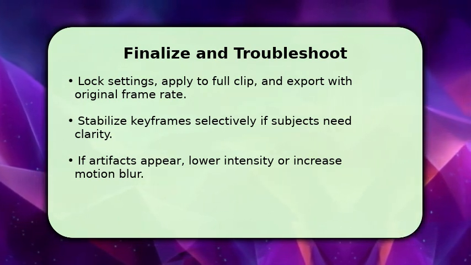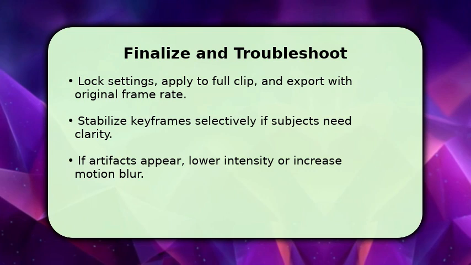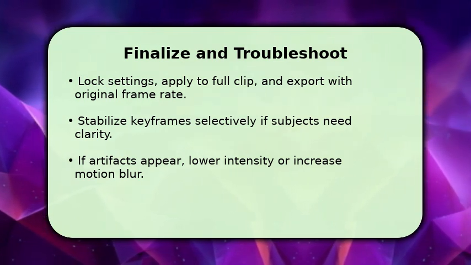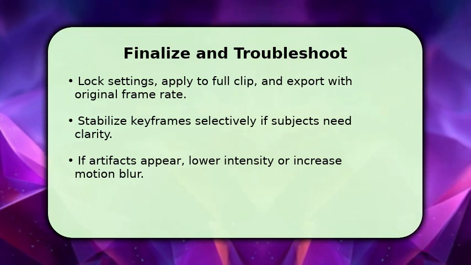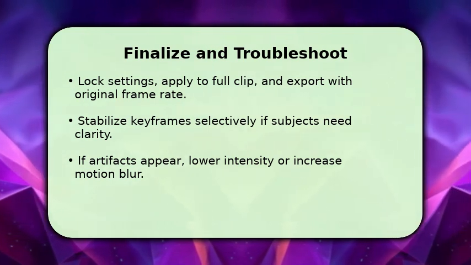If you see jitter artifacts or aliasing, lower intensity or slightly increase motion blur. That single troubleshooting tweak usually removes hard edges without losing the intended shake.